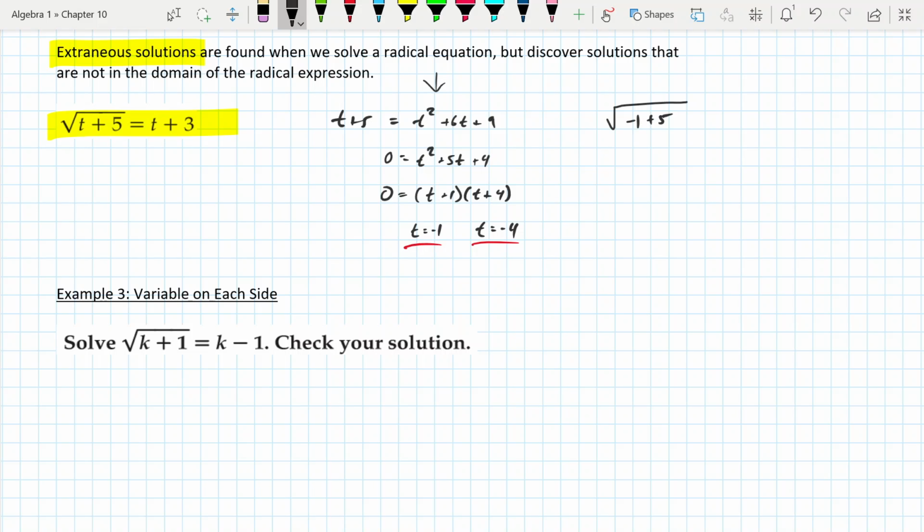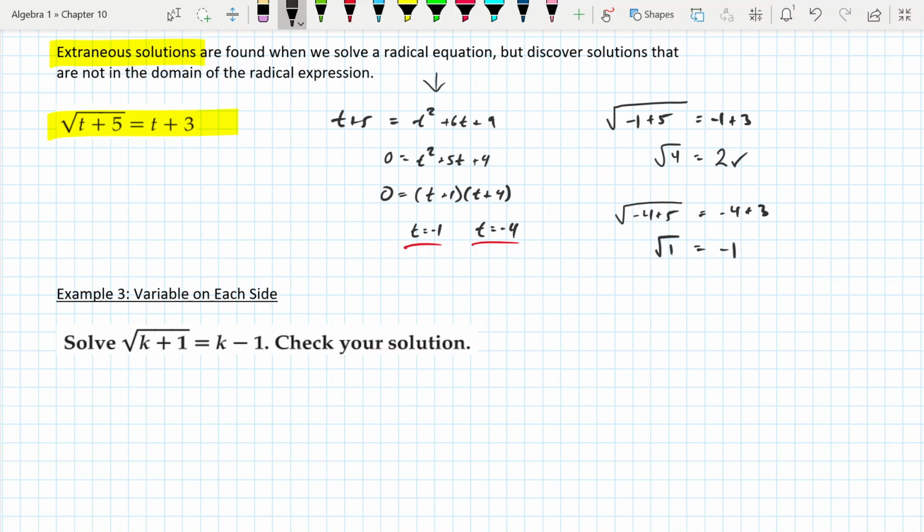Root of -1 plus 5 equals -1 plus 3, and check to see if this works. -1 plus 5 is 4. -1 plus 3 is 2. Is the square root of 4 equal to 2? Yes, it is. Now let's try it on the other one. -4 plus 5, and -4 plus 3. -4 plus 5 is 1, so I have the square root of 1 equals -4 plus 3, which is -1.